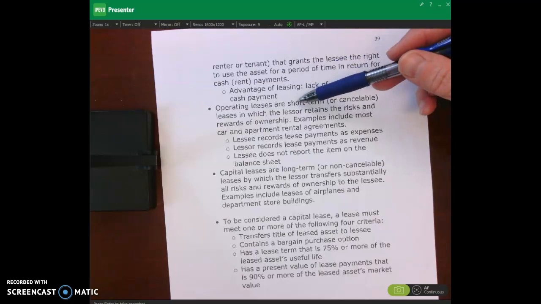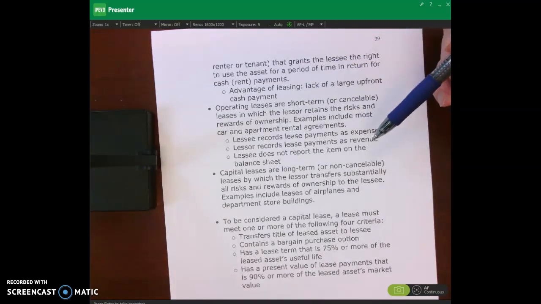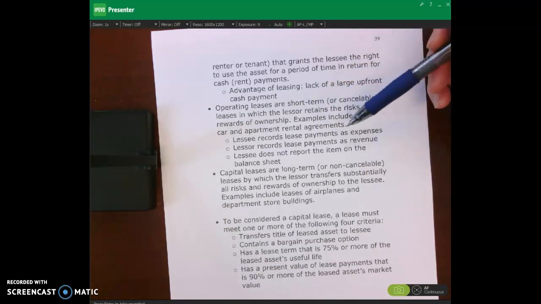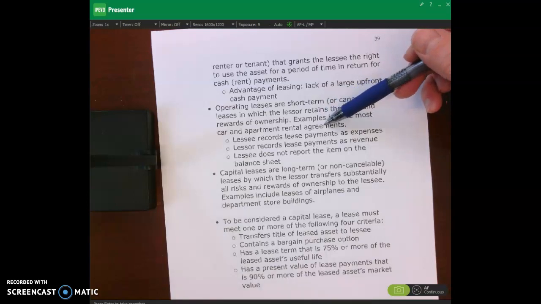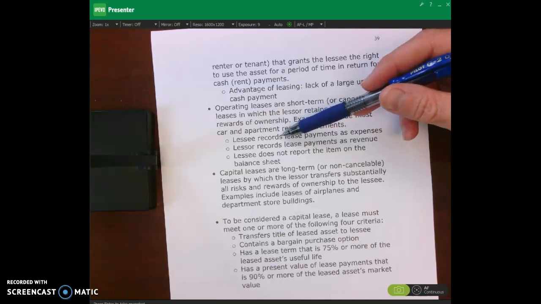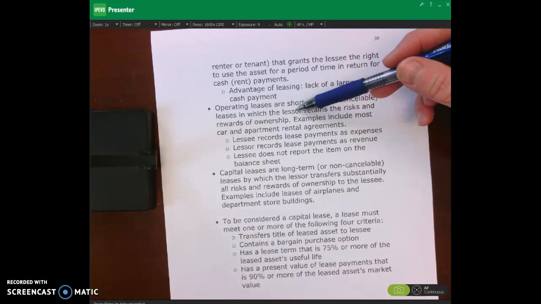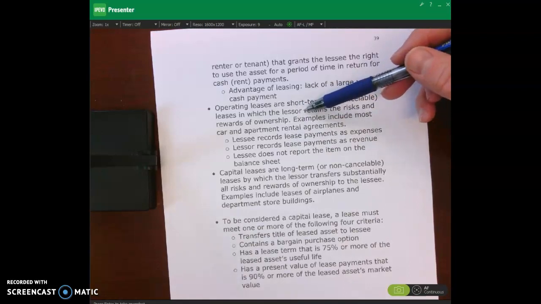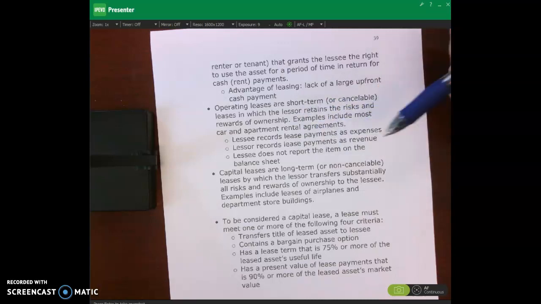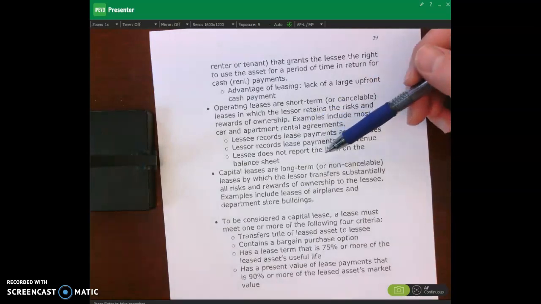There's two different types of leases though. There's operating leases, and operating leases are short term. In that case, the lessor retains the risk and rewards of the ownership. Examples are apartment or renting a car. In that case, the lessee records the lease payments as expenses. The lessor, who owns the asset, who retains the risk and keeps the asset, records those lease payments as revenue. The lessee does not report that on their balance sheet.